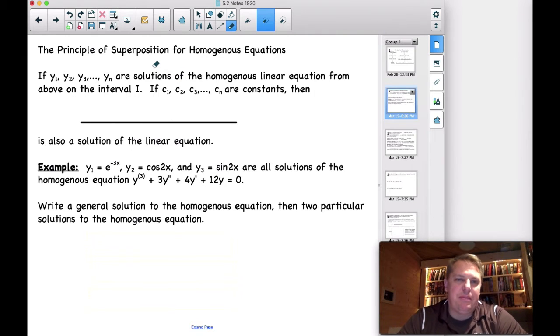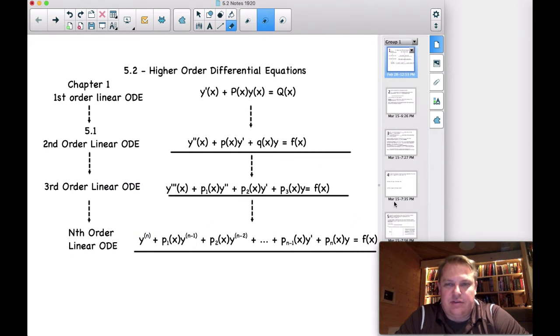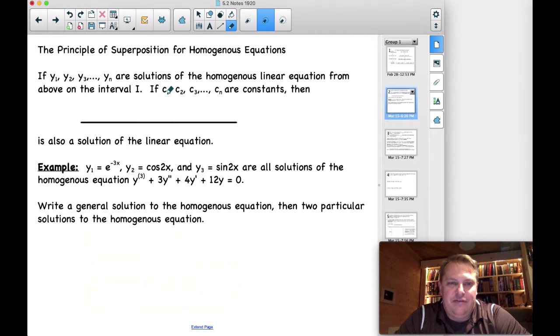The principle of superposition for homogeneous equations deals with, we looked at a smaller version of this, but if you have y1, y2, y3, up to yn different solutions of the homogeneous linear equation from this slide, so looking at this differential equation, if C1, C2, C3, and Cn are constants, then you can take linear combinations of those solutions, and that will also be a solution. In 5.1, we just looked at C1y1 plus C2y2 and made that into a solution. This is the same idea, just carried out for more equations.